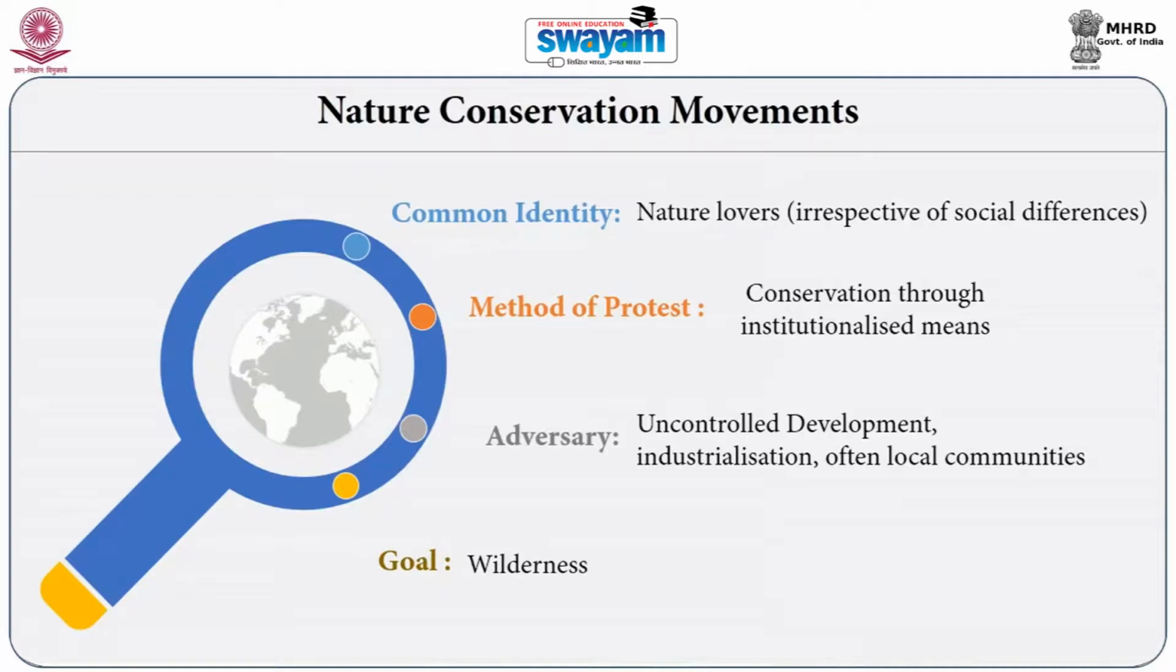And what is the ultimate goal, the societal goal, of these kinds of movements? Conservation oriented movements basically aim at wilderness. They aim at preserving the forest and the wildlife. So it is the protection of flora and fauna, the conservation of wildlife and the natural habitat that becomes the societal goal for this environmental movement.